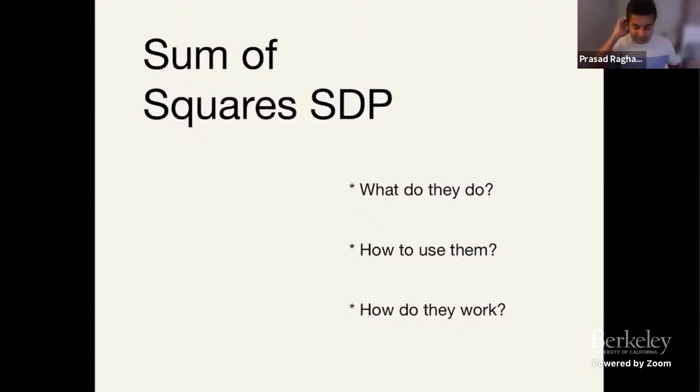Okay, so let's start. Today my plan is that there are two lectures. The first lecture would mostly be about sum of squares SDPs, an application of them. And in the second lecture, I'll talk more about barriers and open questions. And I'll try to sprinkle in open questions as we go. So we're going to do a very quick introduction to sum of squares SDPs. There are three questions: What do they do? How to use them, which we'll focus on today. And how they work, which maybe if we have time we'll talk about, but I doubt it.